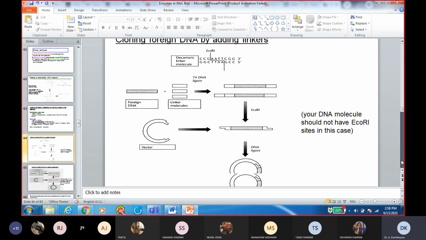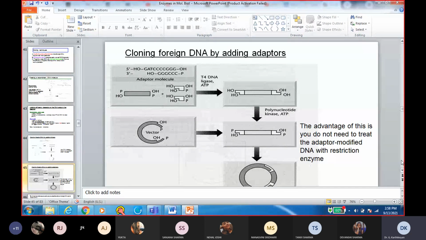One is called a linker, the other is called an adapter. What is the difference between a linker and an adapter? As you can see here, an adapter has one end that is blunt and the other end is a sticky end. You can actually see it as GATC, right?